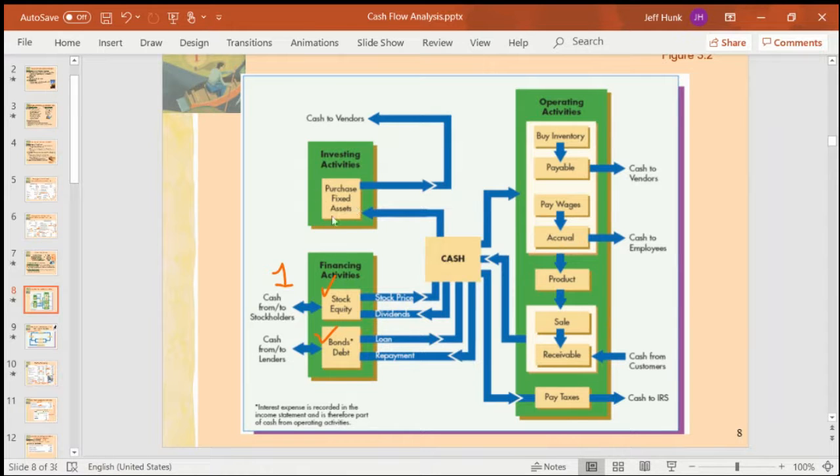Some of that cash goes into buying fixed assets, which is an investing activity, and so that cash flows to the vendors. And then some of this cash goes into paying taxes, so that goes to the IRS. Okay, makes sense? All righty.